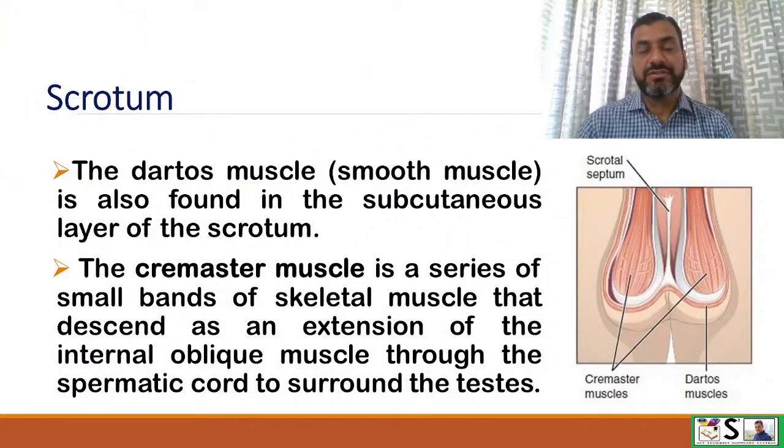The dartos muscle, which is a type of smooth muscle, is also found in the subcutaneous layer of the scrotum here. So this is dartos muscle and here also dartos muscle. The cremaster muscle is a series of small bands of skeletal muscle that descend as an extension of the internal oblique muscle through the spermatic cord and surrounds the testis. So here it is cremaster muscle.